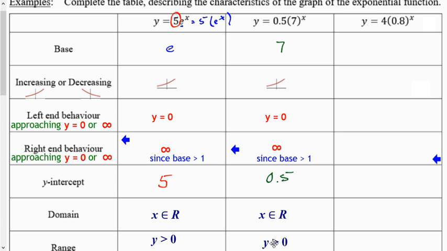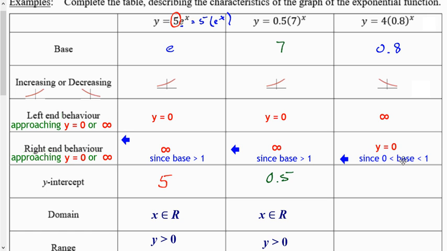And let's look at the last column. Here, my base, 0.8. Less than 1, bigger than 0. So that tells me that I have a decreasing exponential function. Since it's decreasing, my left end is approaching infinity, so the left end goes up forever, and my right end is approaching the horizontal asymptote. And again, the key for those two bits of information is that my base is between 0 and 1.